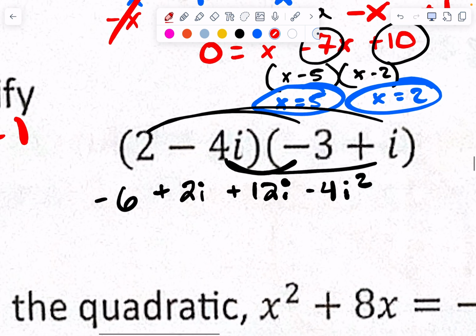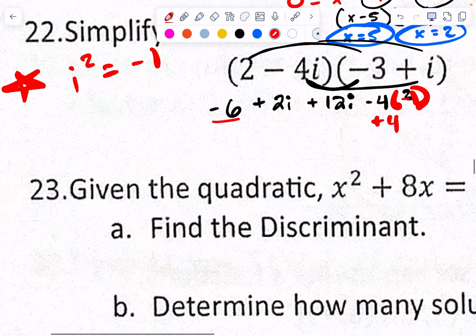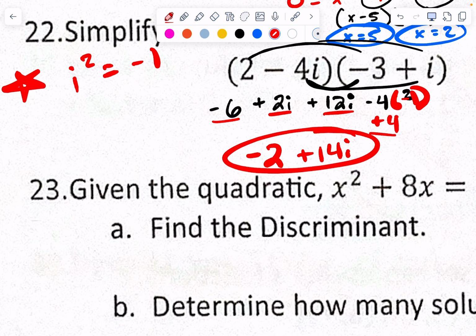So if i squared equals negative 1, I'll zoom back over, sign on that last one, and give her the i squared, negative 1. Negative 4 times negative 1 is positive 4. Okay, now I combine like terms. Negative 6 plus 4 is negative 2. Plus 2i plus 12i is plus 14i. That is all. Whenever you're FOILing with i's, you're probably going to have to change that last term from i squared to negative 1, and then just switch all the things.